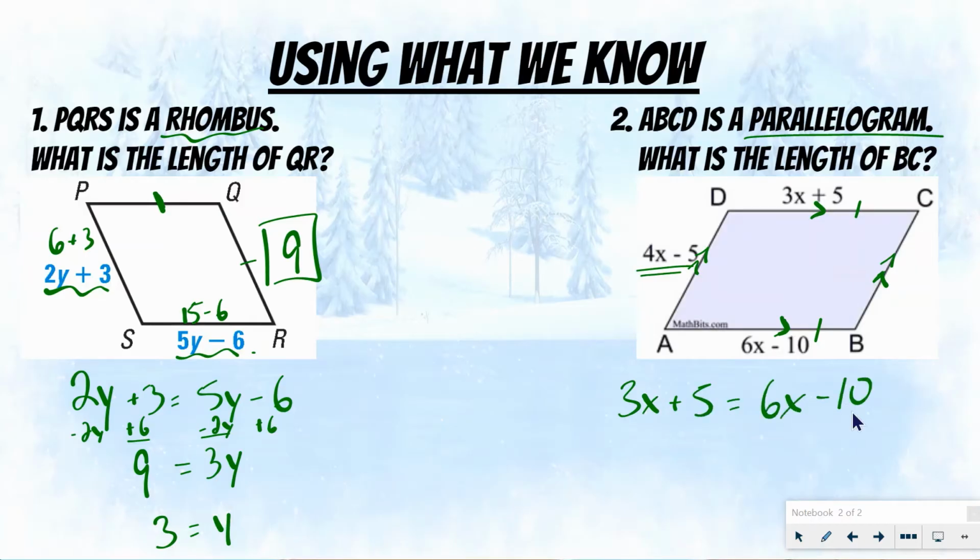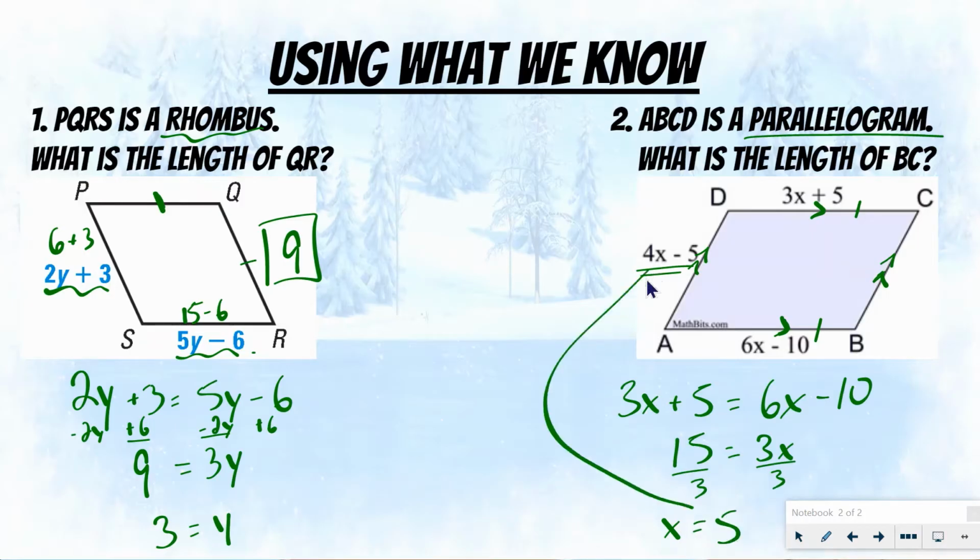So that gives me 3x plus 5 equals 6x minus 10. That would give me 15 equals 3x, and then I would divide by 3 to find out that x is 5. So the value of x is 5. I'm going to take that and plug it back in here to find the length of these two sides. That would be 20 minus 5, or 15.